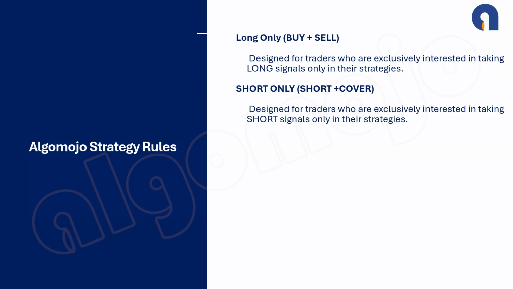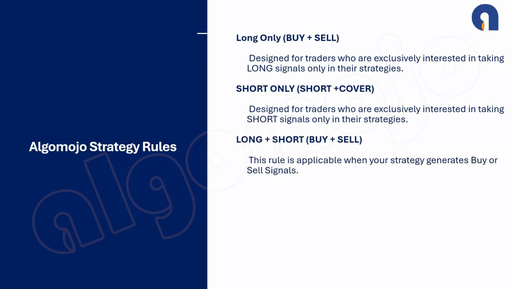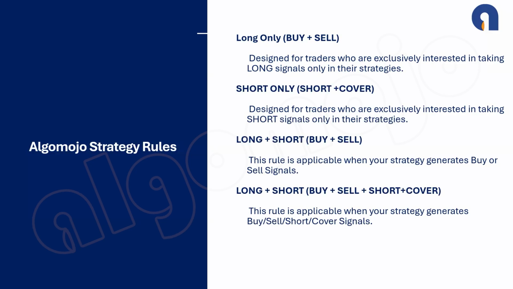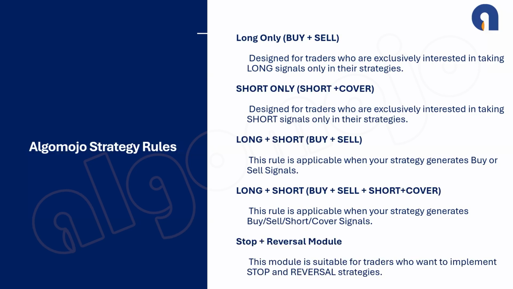One is long only, and the other one is short only. Long plus short is the other one. Fourth is long plus short, which gives buy, sell, short, cover, mainly for Amibroker users. For TradingView users, either the long only, short only, or long plus short can be used. And the 5th one is the stop and reversal module.